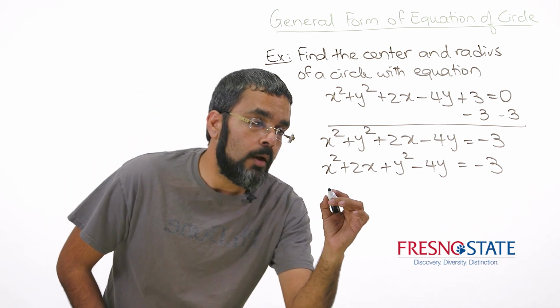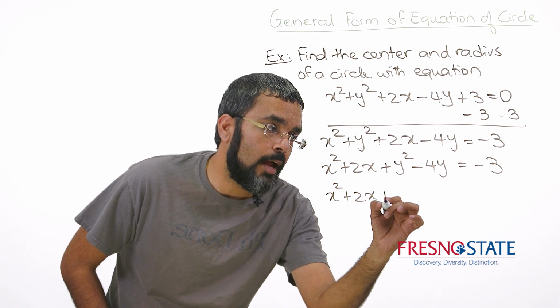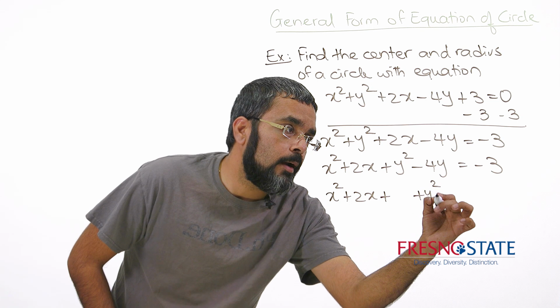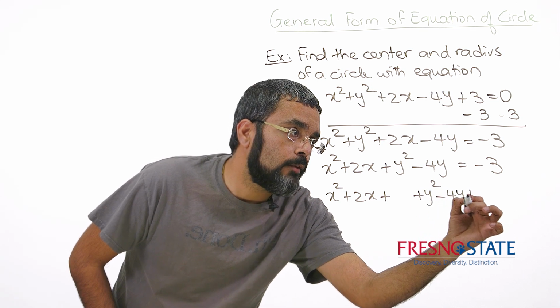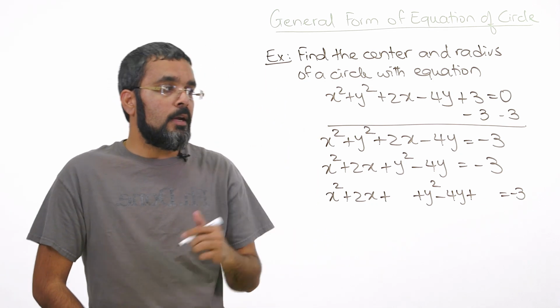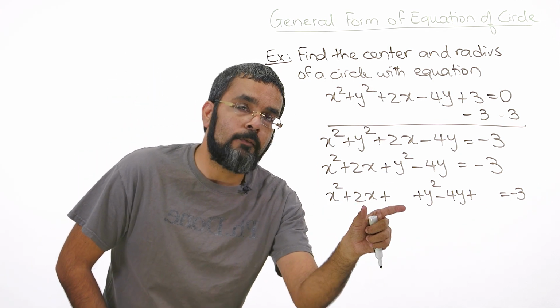So how would I complete the square? Well, I have x squared plus 2x, and I'm going to have to add something here. Then I have y squared minus 4y, and I'm going to have to add something here. And that gives me negative 3. And then we'll see what else to do there. So how do I complete this square? Well, I need a perfect trinomial here.